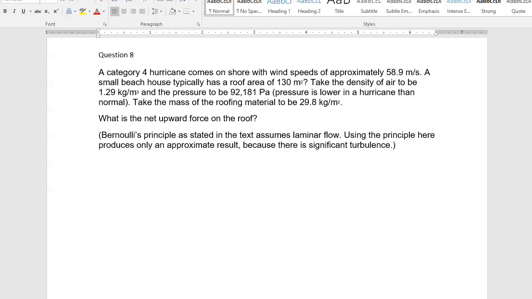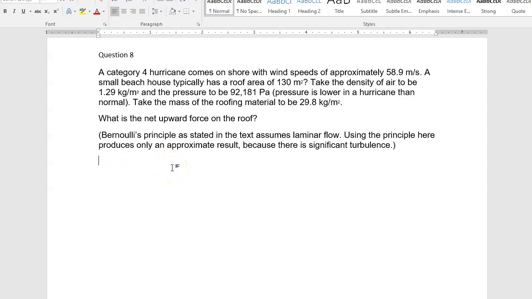You'd expect 101,000 pascals in normal pressure, but we're down a bit here. And I give the mass of the roofing material in kilograms per square meter. So you take this number times that number to get the total mass of the roof and multiply by gravity to get its weight. But the question is, what is the net upward force on the roof?